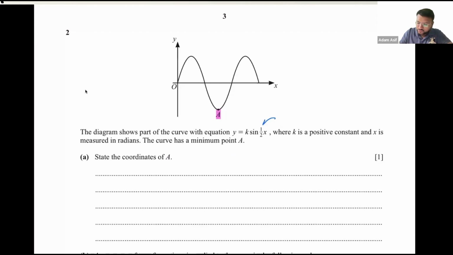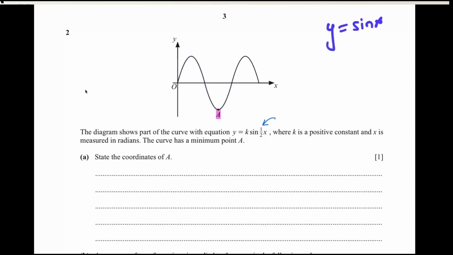What does this tell you? What does the value of half tell you? How many cycles are going to be there in 2 pi? If you recall the transformation chapter, half x means how many cycles of sine function are going to be there in 2 pi? This is one complete cycle, right? One complete cycle. So want to be 2?